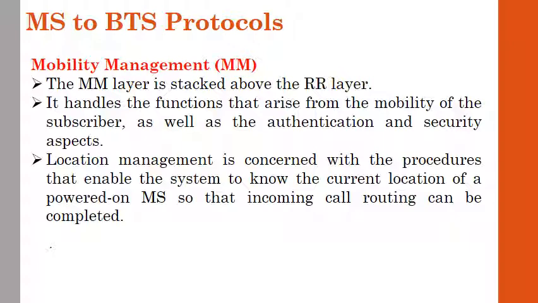The second sublayer is the mobility management layer. It is stacked above the RR layer. It handles the functions that arise from the mobility of the subscriber as well as the authentication and security aspects. Location management is concerned with the procedures that enable the system to know the current location of the powered-on mobile station, so that incoming call routing can be completed. So in this layer the subscriber information and the authentication and security aspects are maintained, and when the mobile station, that is the mobile equipment as well as the SIM, is powered on, it gives the current location. It also provides location management to the upcoming protocols.